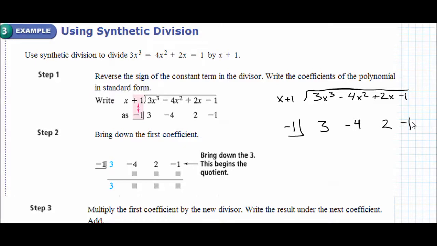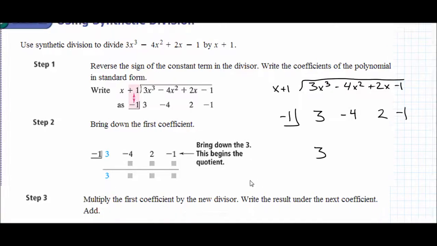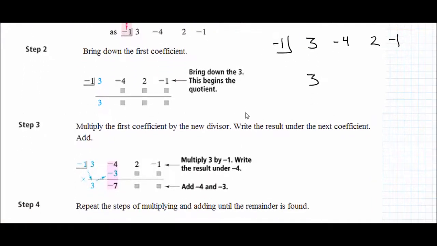Okay. Bring down the first coefficient, which is a 3. Multiply the first coefficient by your number, so negative 1 times 3 becomes a negative 3. Add those terms, that'll be negative 7.